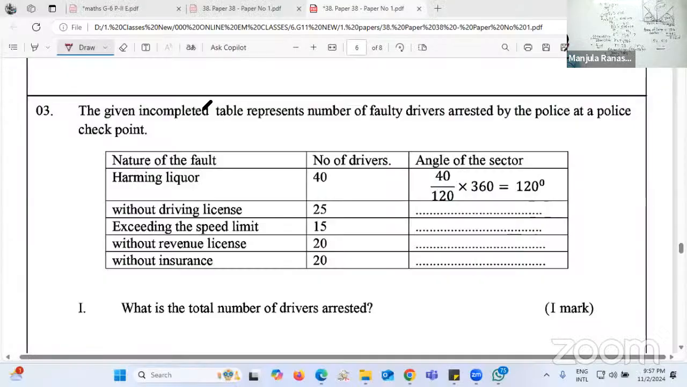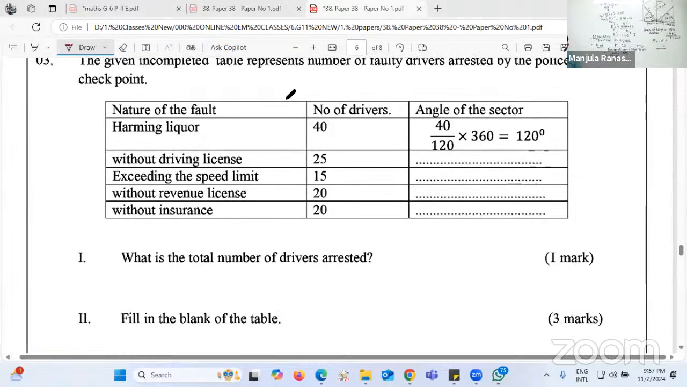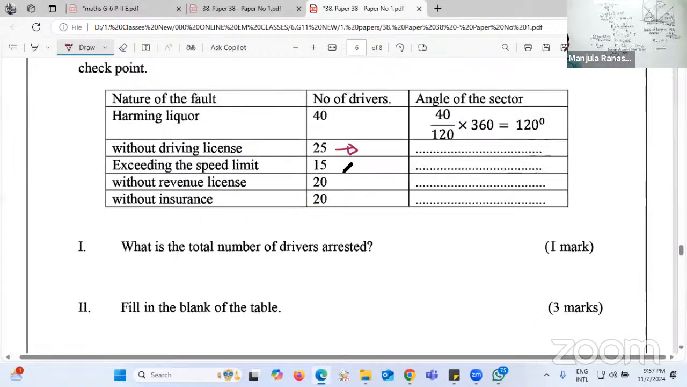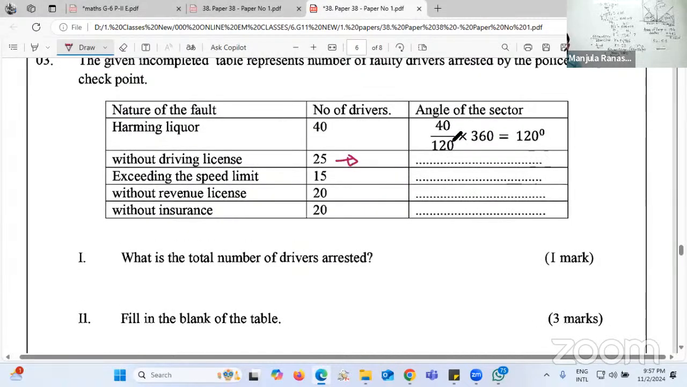Right, now check. The given incomplete table represents the number of faulty drivers arrested by the police at a police checkpoint. Without driving license, 25. Then how to find the angle of the sector? So you know the total number of drivers arrested. And then it asks to fill in the blanks, right? And the total number of drivers arrested, you can see with the use of this figure also.